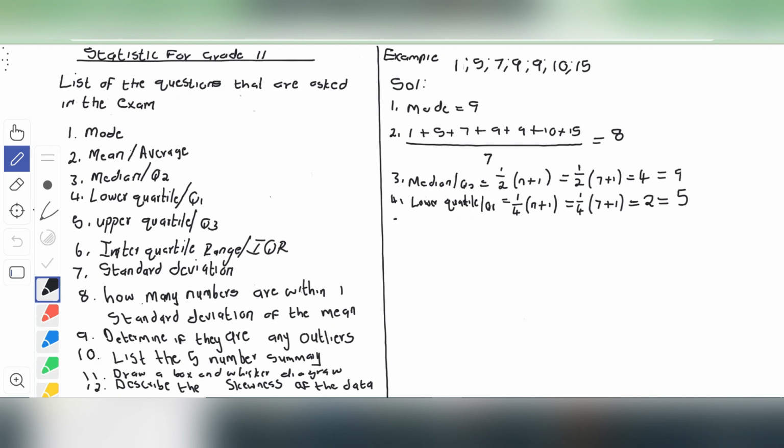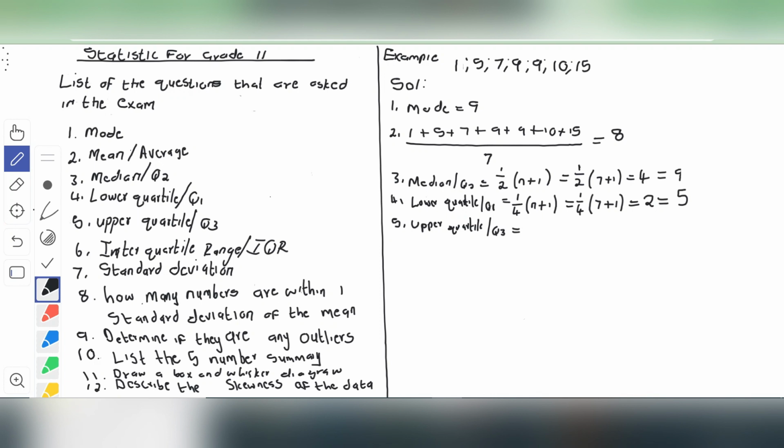Right. So this is how you find your lower quartile range. Now we come to number 5, which is the upper quartile range. Guys, remember my handwriting, guys. The most important part is the content. Don't worry about the handwriting.